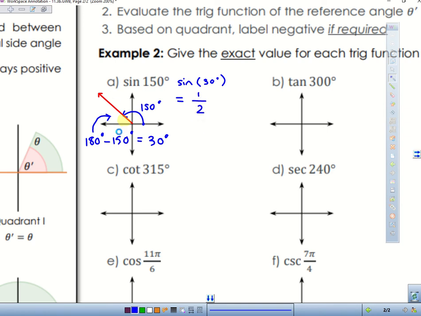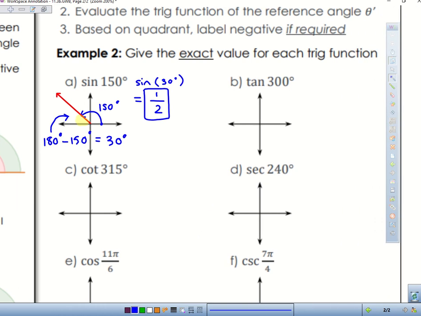Now, what quadrant did we fall in here? 2. So is sine positive here? Yes. So we don't have to make it negative. So that's how you do the procedure. All right, next one.